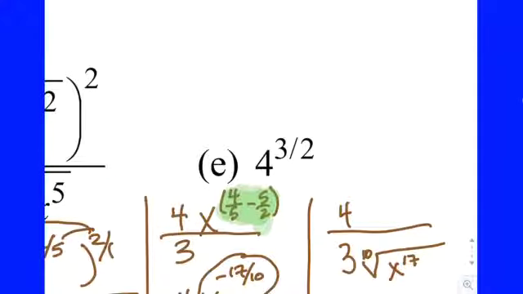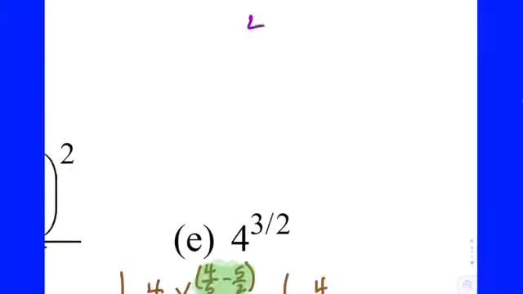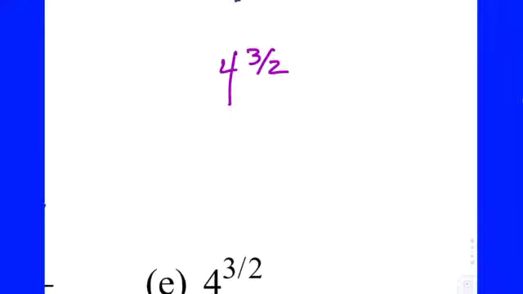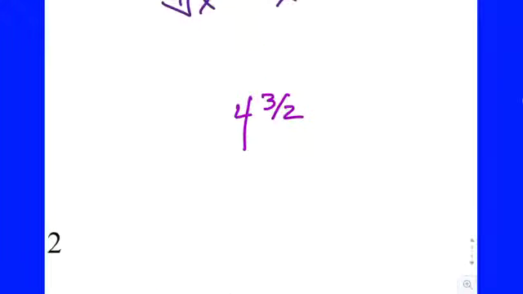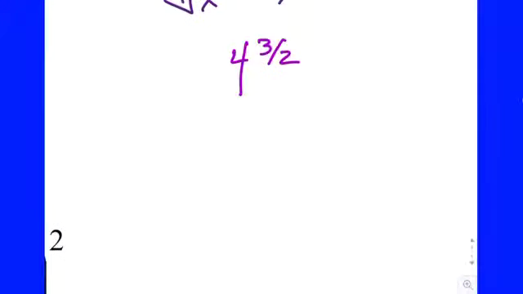All right. 4 to the 3 halves. Now, notice there's no variables in here. Yay. That means that this is equal to a number, and I want you to simplify it. So, without me guiding you, take a minute and see if you can come up with an integer version of that, a nice number.